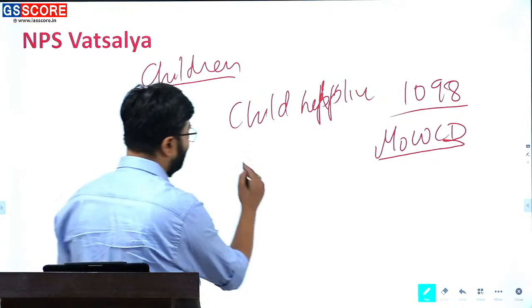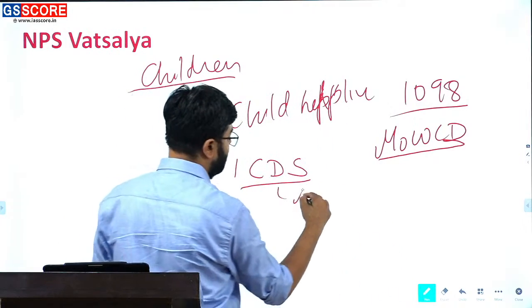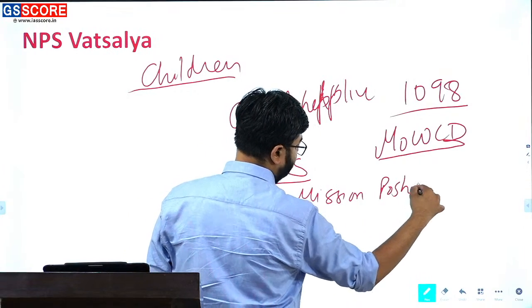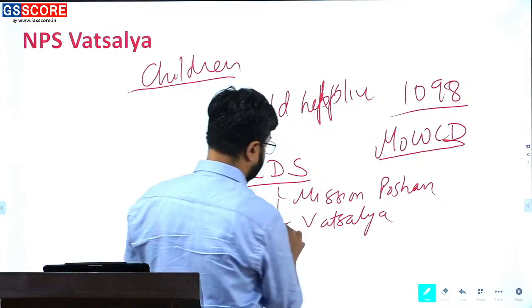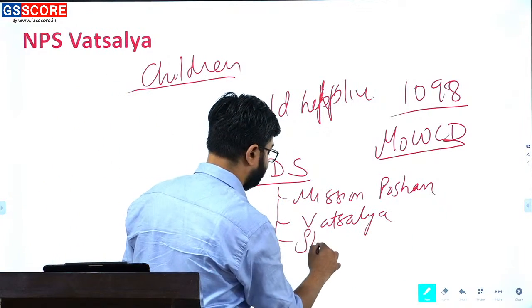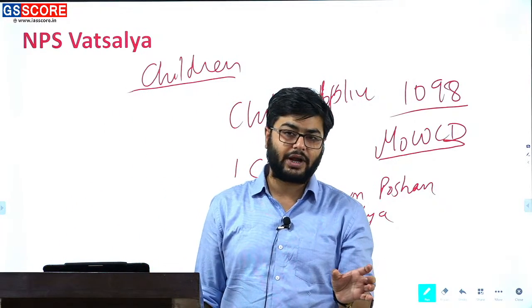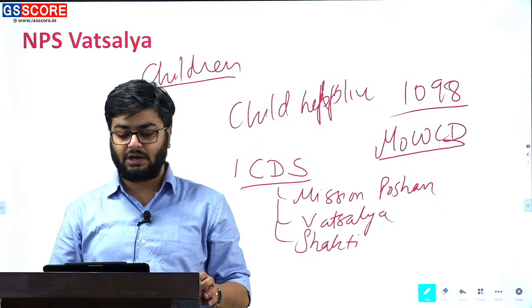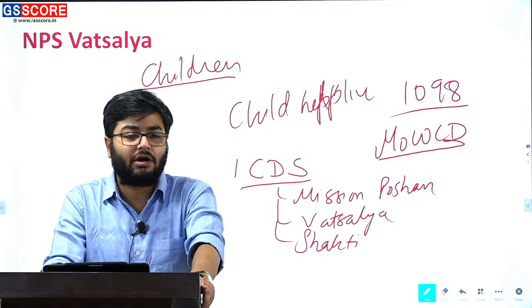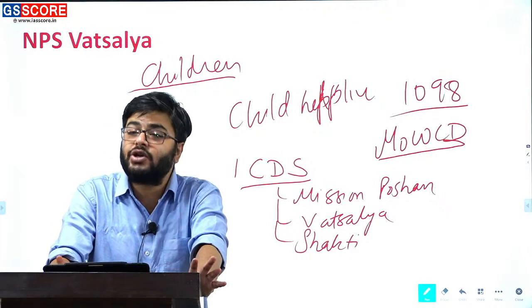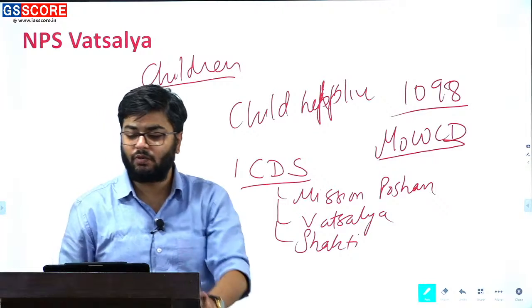If you look at the Integrated Child Development Scheme, that is the umbrella scheme, you have a few things: Mission Poshan, Mission Vatsalya and Mission Shakti. Therefore, the POCSO Act, the United Nations Convention on the Rights of the Child and all those things will come here. So it is neither under the Ministry of Health or Education, but the Ministry of Women and Child Development. It is not a new scheme, it is a revamped version.